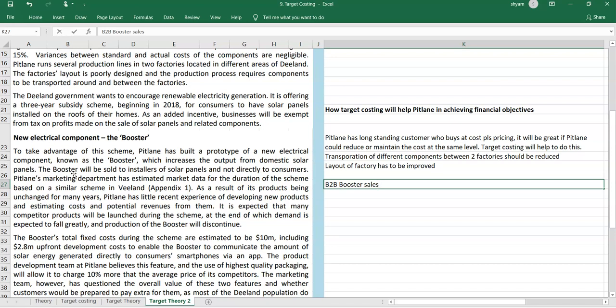So let's start. Pitlane's marketing department says that this company is operating in a country called D-land, but a similar kind of scheme has been implemented in another country called V-land. So they take the performance of that scheme and they are trying to apply it here.